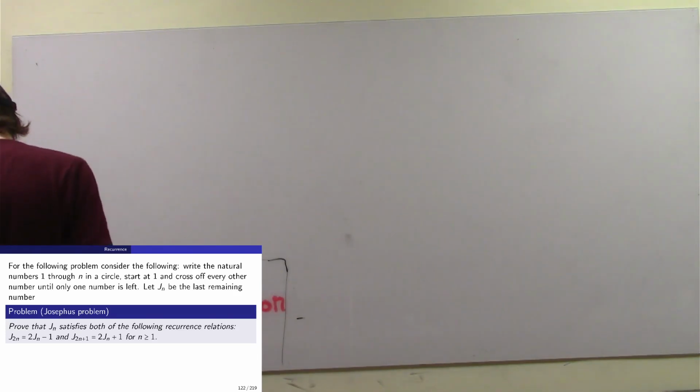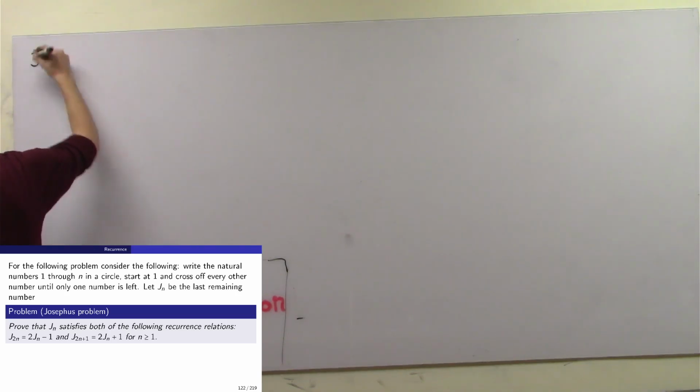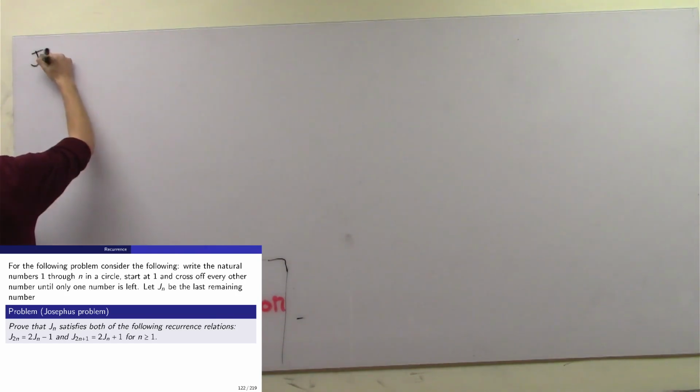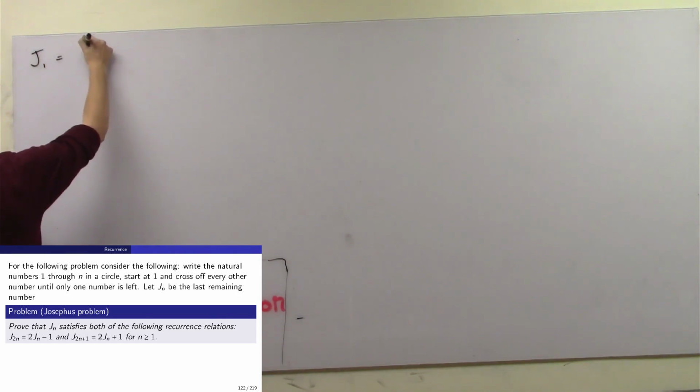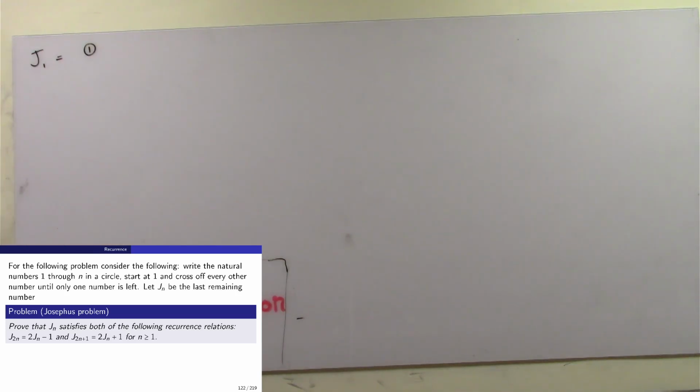So let's look at what's going on for this. What is J sub 1? Maybe J sub 1 doesn't make a ton of sense because there's only one person, they're the only one remaining. J sub 1 equals 1. So the idea is one person sitting around in a circle, you cross off every other till only one person's left. They're done.